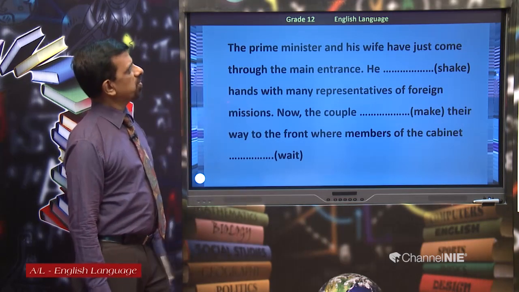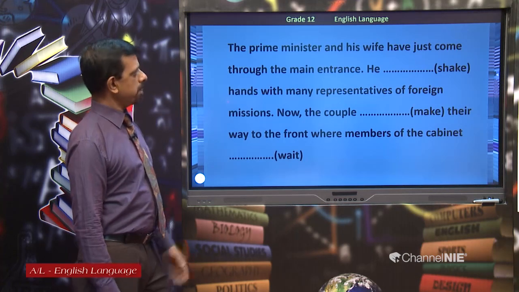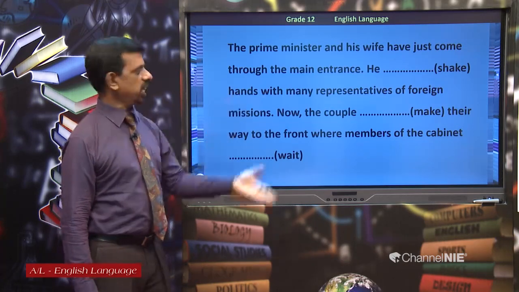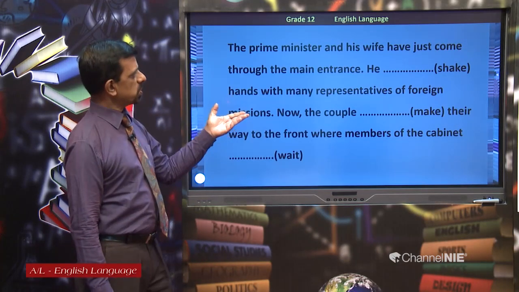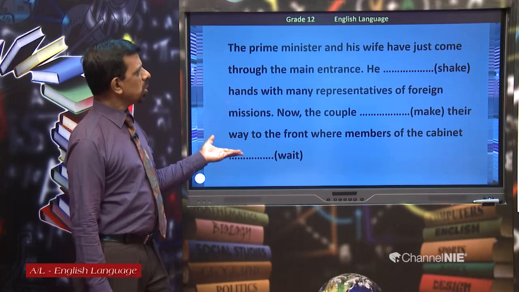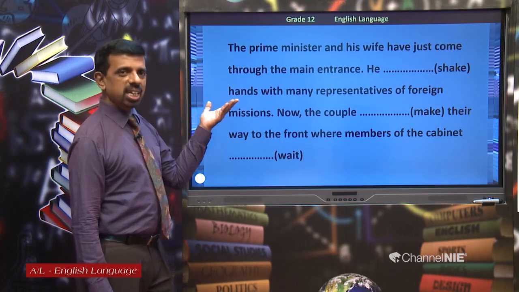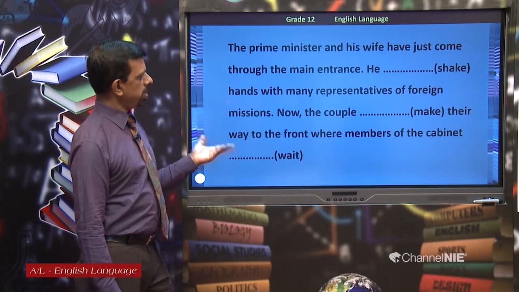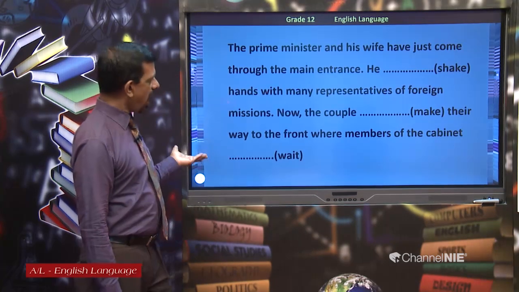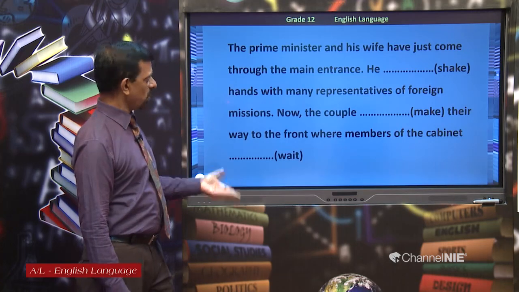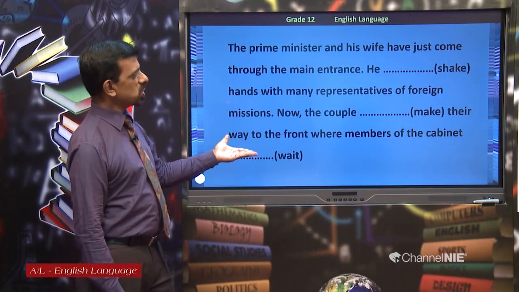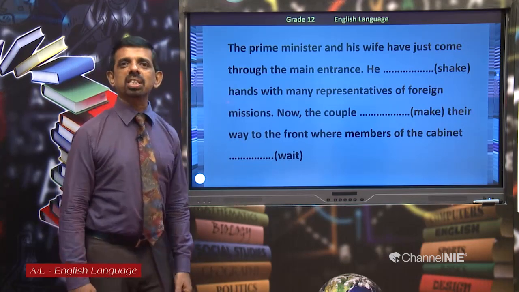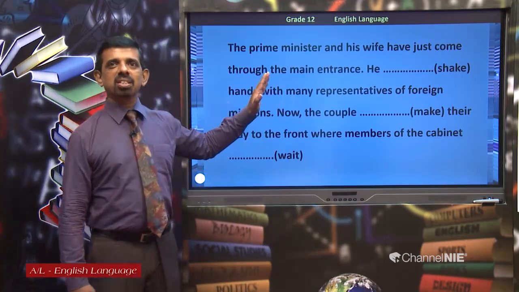The Prime Minister and his wife have just come through the main entrance. He is shaking hands with many representatives of foreign missions. Now the couple is making their way to the front where members of the cabinet are waiting. Okay, so I said this passage also we can use simple present tense, but still for all, as we are talking about present continuous tense, I used present continuous on everything.